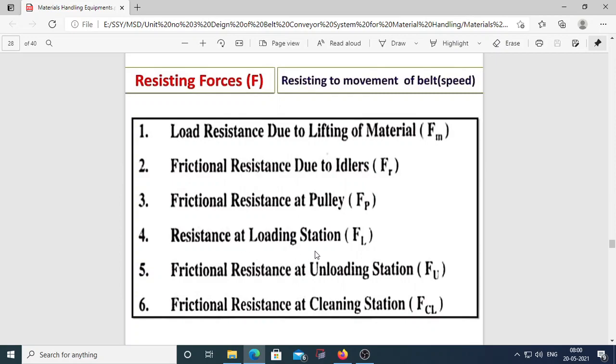Resistance at the loading station is denoted by FL, and frictional resistance at the unloading station, FU. And frictional resistance at the cleaning station is denoted by FCL. We'll see them one by one.